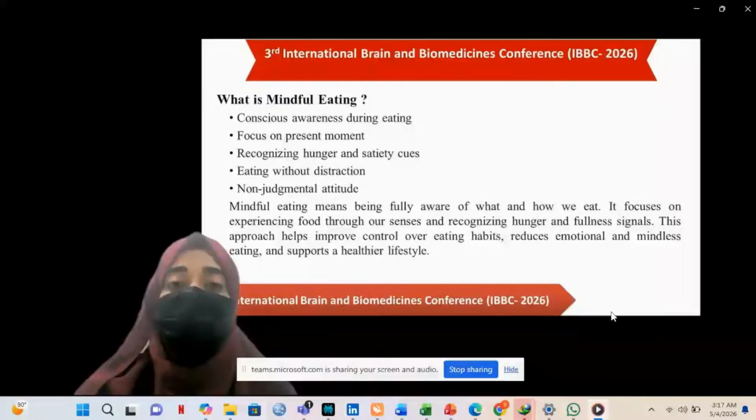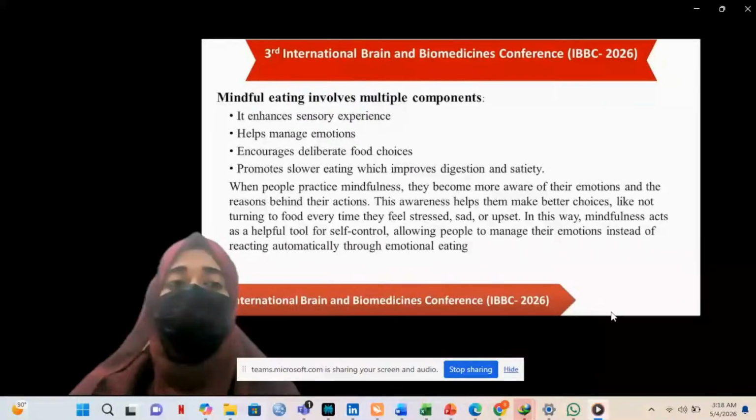Okay. So mindful eating involves multiple components. It enhances our sensory experiences, our taste and smell, and it also helps manage our emotions. It promotes eating which improves digestion and satiety. When people practice mindfulness, they become more aware of their emotions and the reasons behind their actions. This awareness helps them make better choices, like not turning to food every time they feel stressed, sad or upset. In this way, mindfulness acts as a helpful tool for self-control, allowing people to manage their emotions instead of reacting automatically with emotional eating.